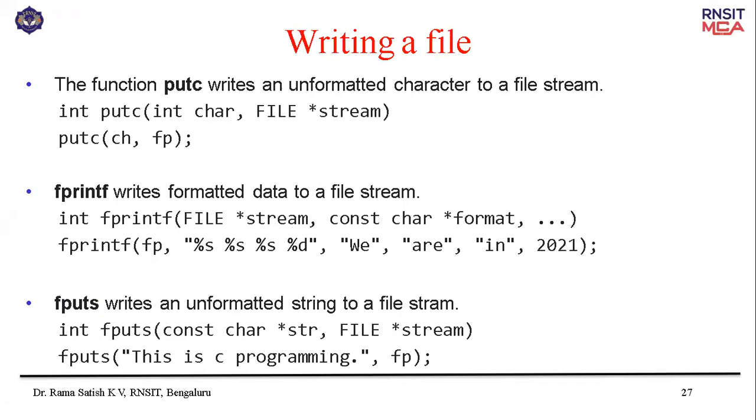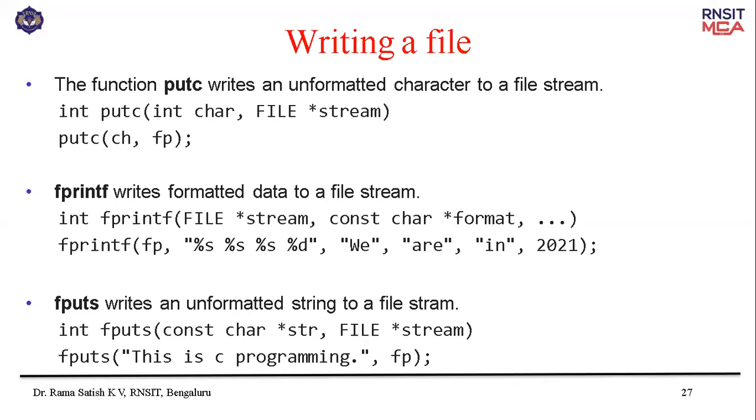For this we again use functions: putc, printf, fprintf, and puts. What putc does: putc writes an unformatted character into the file. Its syntax is like this, and the example is putc or fputc, the character that you want to write, and the file pointer. The same way fprintf: normal printf will print on the monitor screen, but fprintf will write the contents onto the file through this file pointer fp. You can see that the syntax is very well given.